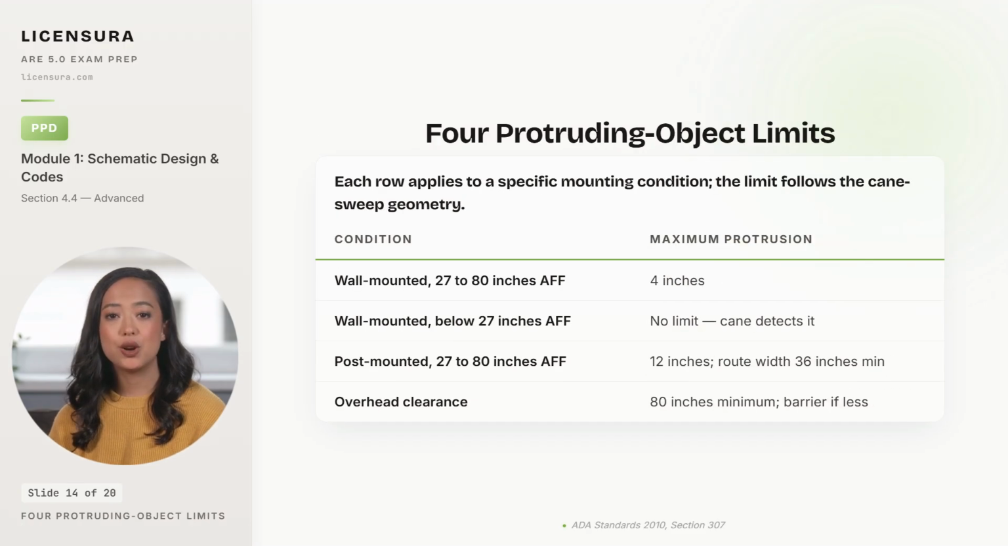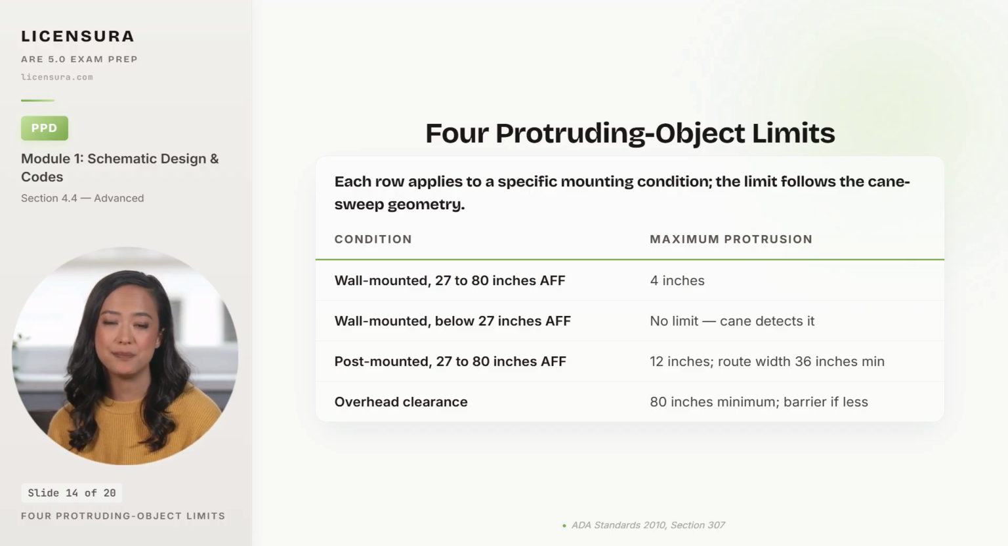4 conditions, 4 different protrusion limits. First, wall-mounted objects in the cane detectable zone, between 27 and 80 inches above the finished floor, cannot project more than 4 inches from the wall. That covers fire extinguisher cabinets, drinking fountains, wall-mounted signage, fold-down seats, surface-mounted controls, and decorative wall-mounted lighting. Second, wall-mounted objects below 27 inches have no protrusion limit because the cane sweep finds them before the user does. Lower-mounted artwork, baseboard heating, and base cabinets all sit below the zone.